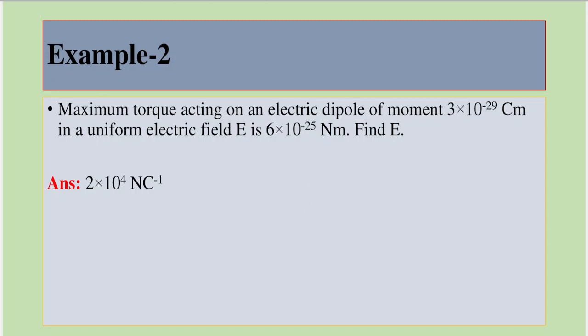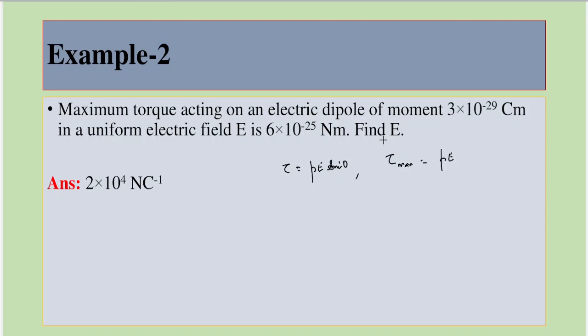Question 2 says maximum torque acting on an electric dipole of dipole moment 3 into 10 power minus 29 coulomb meter in a uniform electric field is 6 into 10 power minus 25 Newton meter. Find electric field. We know that the torque for a dipole in a uniform electric field is given as p into E into sin theta, and torque is maximum when sin theta is equal to 1. So torque maximum is equal to p into E.